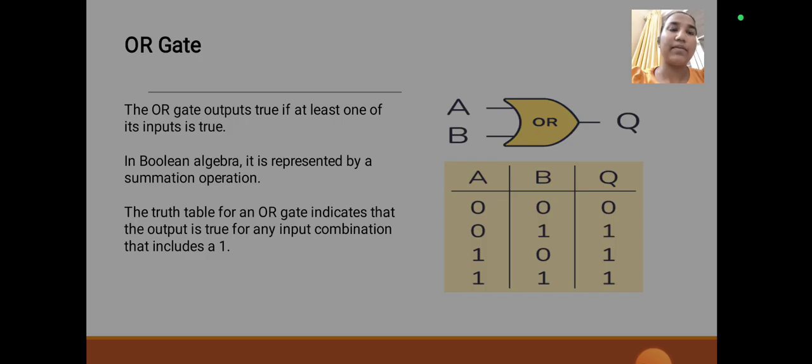If inputs are A and B and output is Q, if A is 0 and B is 0, the output is also 0. If A is 0 and B is 1, the output is 1. If A is 1 and B is 0, the output is 1. If A is 1 and B is 1, the output is 1.